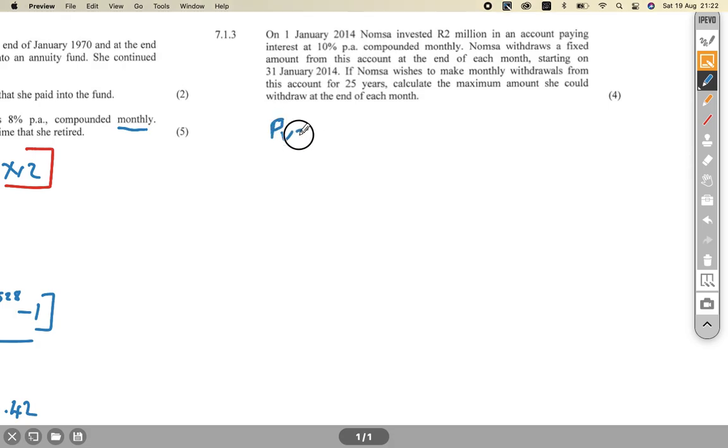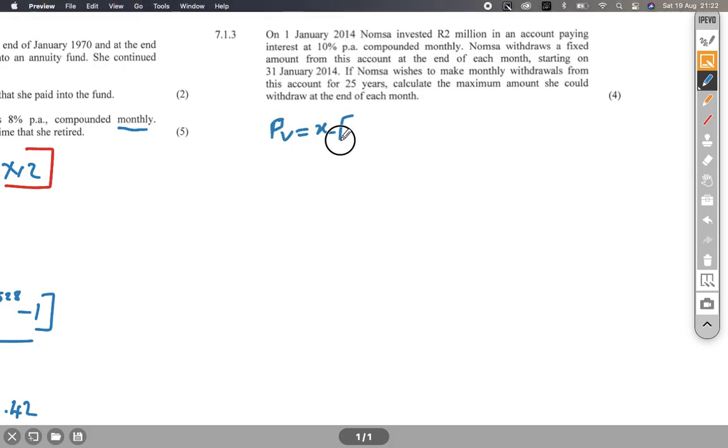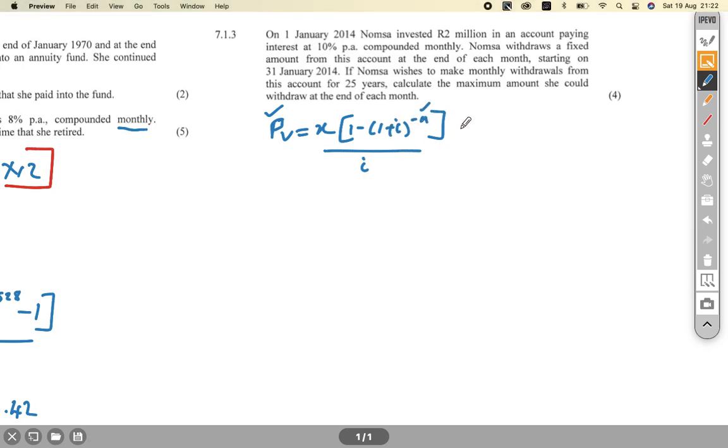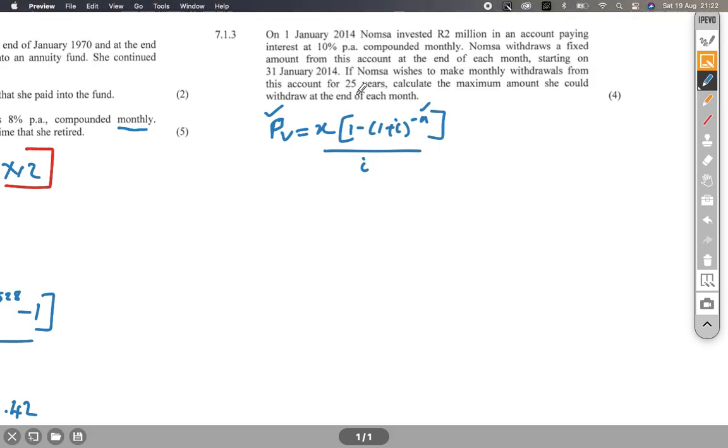PV for present value. Then 1 minus (1 plus i) to the negative n, divided by the interest rate. So we have that she invested 2 million, which is PV. We have the interest rate, and we have n, which is 25 years. But then since it's being compounded monthly, that means we must multiply the 25 by 12.